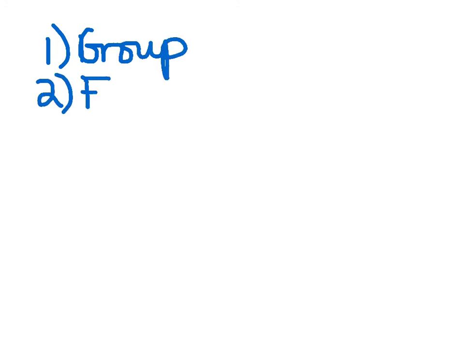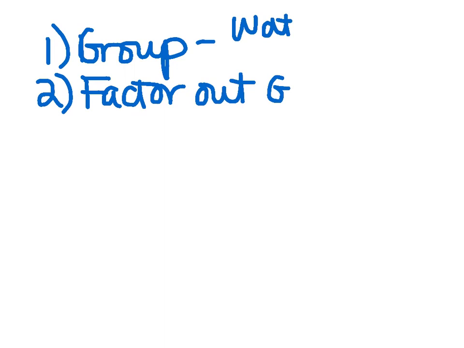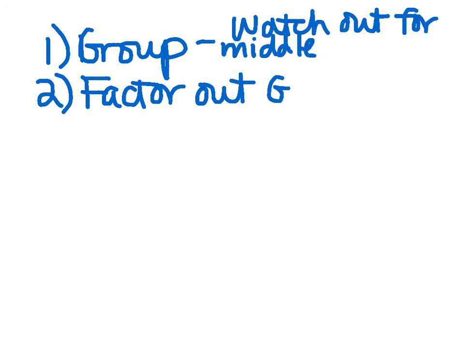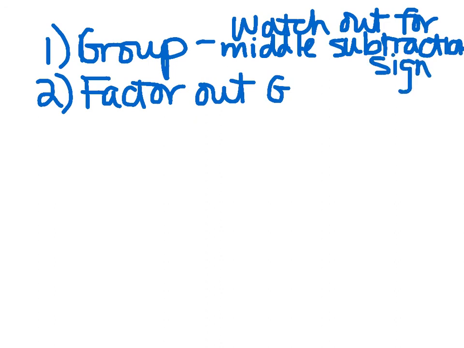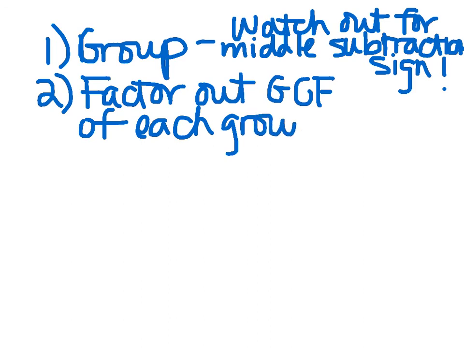So if I want to look at any of these, I can just see if I've got, oh no, I'm not going to do that one. Okay, so basically, don't forget, if there aren't any parentheses, you want to group, take the GCF of each group, factor out GCF of each group. But I would say watch out for the middle subtraction sign. Factor out the GCF of each group. And then finish.